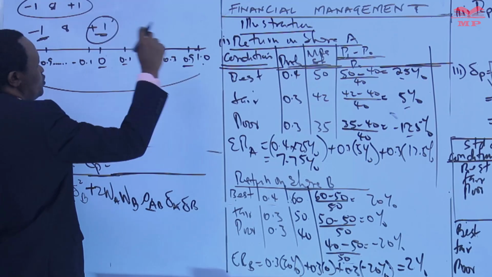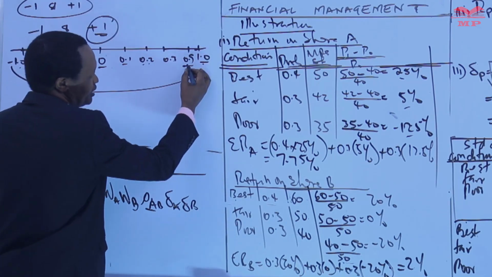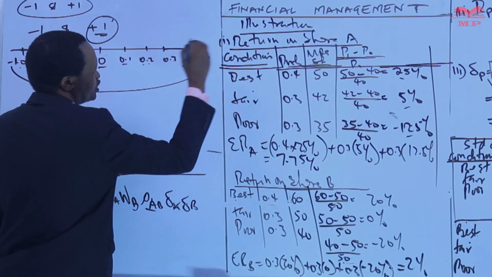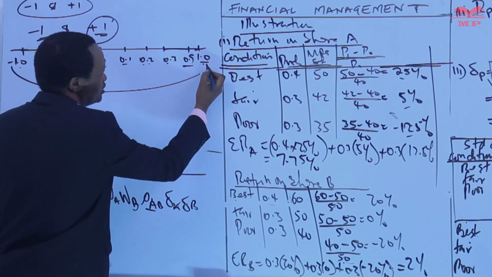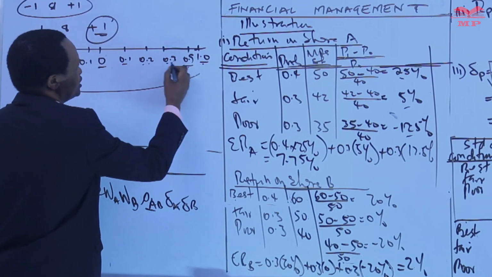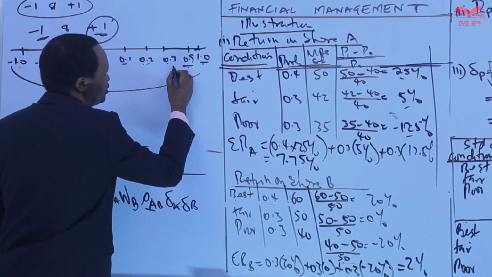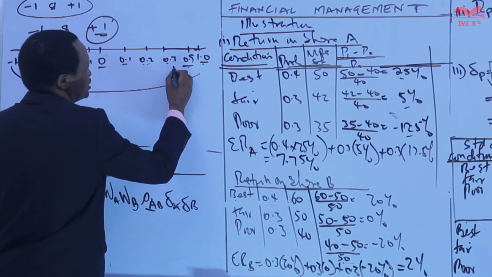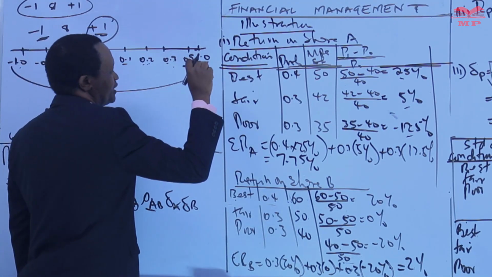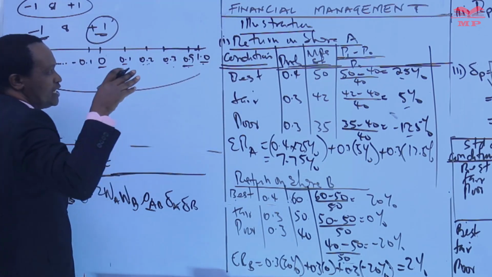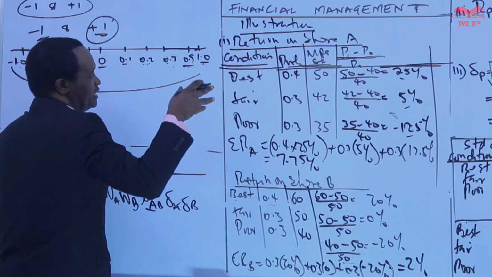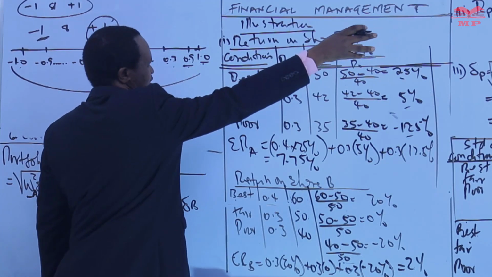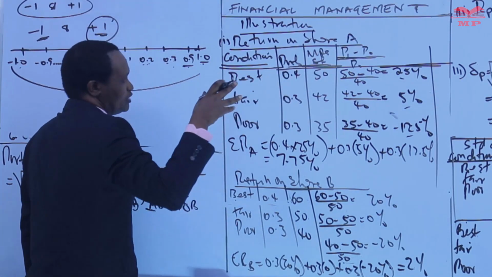If it is +1, this one. But it can also be 0.9 positive. This 0.9 is not as strong as 1. 0.3 is not as strong as 0.9. 0.2 is not as strong as 0.3. So perfectly positive means as the percentage return of asset A increases, if it is increasing by 50%, the other one also increases by 50%.